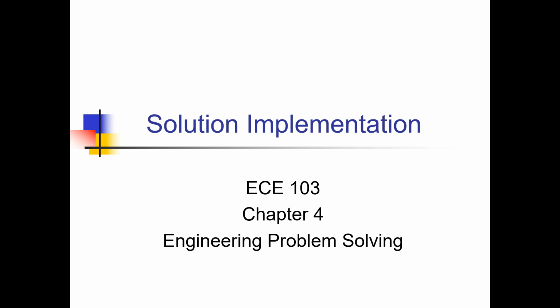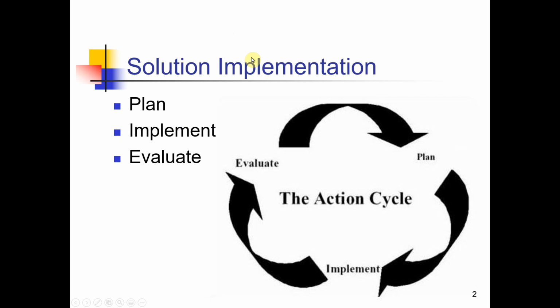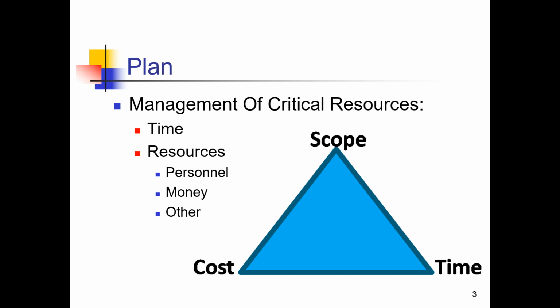Okay, this week we're going to talk about the third phase of the problem-solving or design process, and that is solution implementation. First phase was problem formulation. Second phase, problem solving, figuring out what you're going to do, and then finally, do it. This is the do it phase. Okay, plan, implement, evaluate. Those are the three steps.